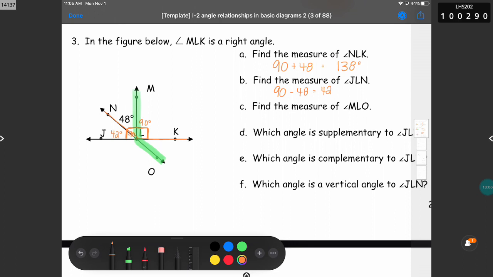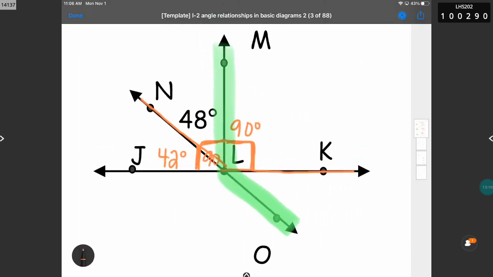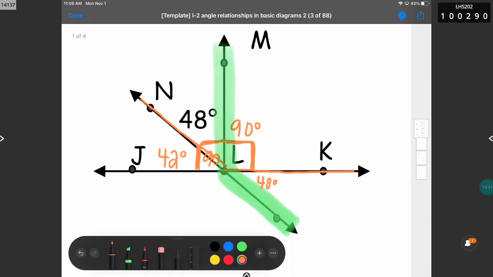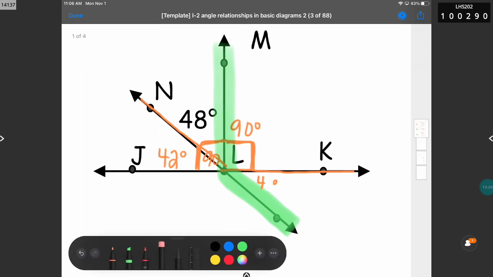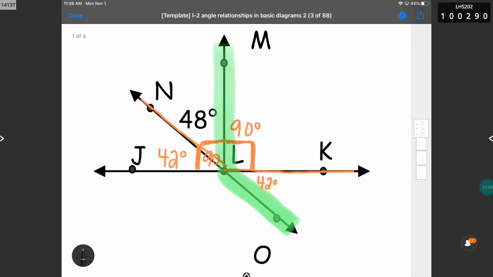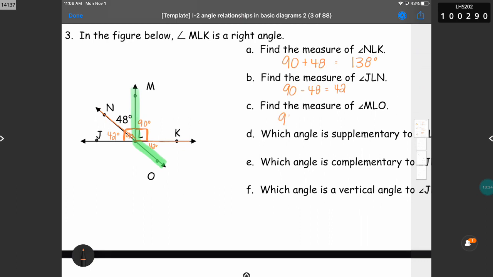No, it's not. Wait, what? How's it not? You're saying this angle right here is 48 degrees? It's not. It looks like it, but it's not. It's 42. Do you see why? Yes, now I see. So this is 42 degrees. So how am I going to find MLO again? 90 plus 42, which is 132.